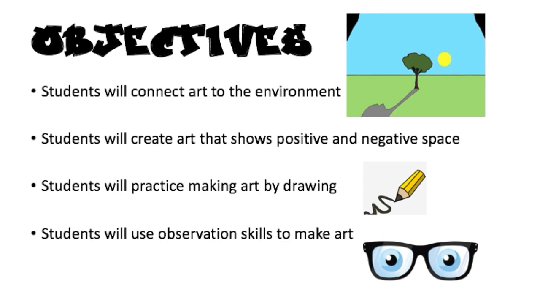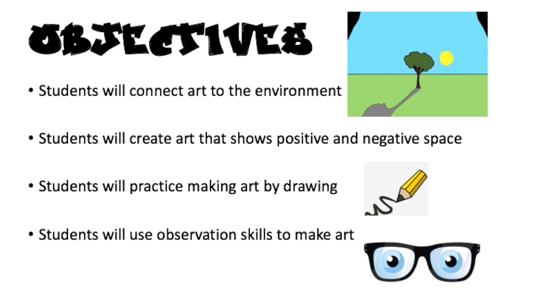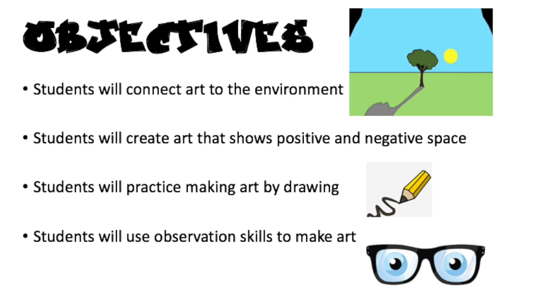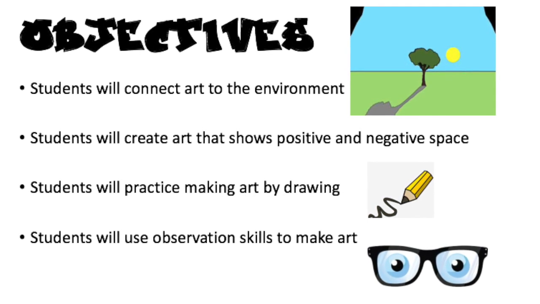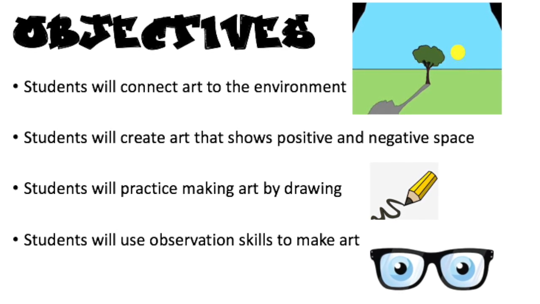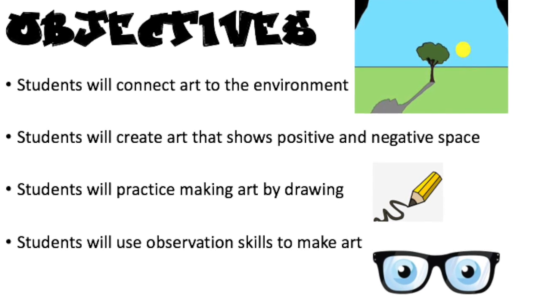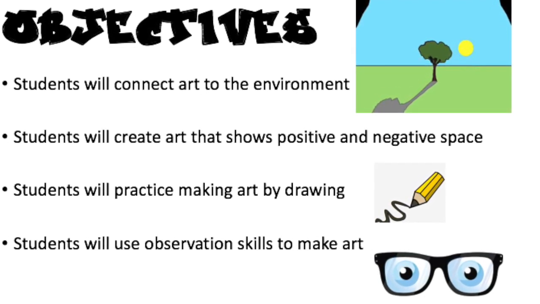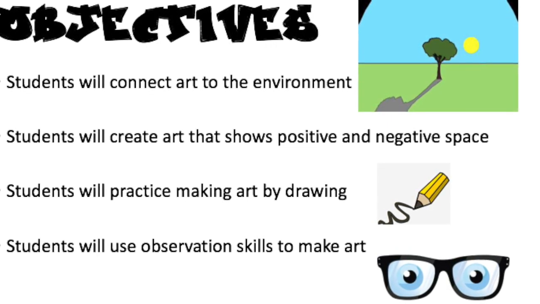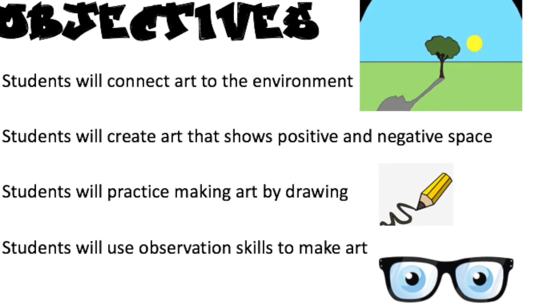So we have four main objectives with this project. Number one, students will create art that connects to the environment by talking about the sun and shadows. Second, students will create art that shows positive and negative space. Students will practice making art by drawing. We're going to be doing a lot of drawing at the end of this project. And students will use their observation skills to make art, where we're going to very closely observe the positive and negative shapes that we see out in the shadows we're observing.